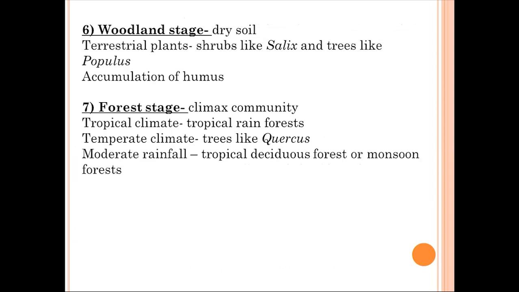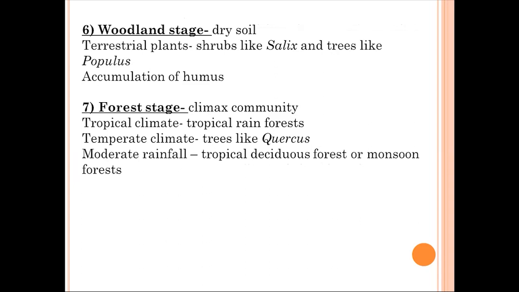The sixth stage is the woodland stage. Now in this stage, there is dry soil. That means the water is minimal in this stage. So it favors the growth of terrestrial plants, that is shrubs like Salix and certain trees like Populus can be found at this stage. And there is an increased accumulation of humus.